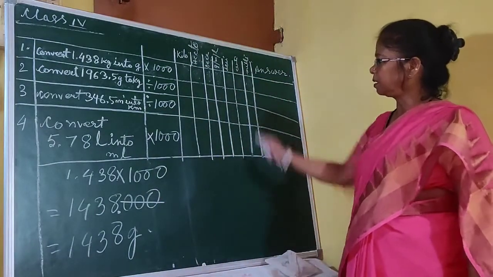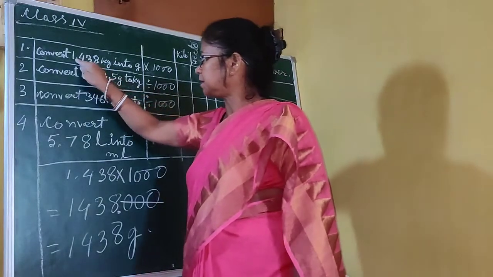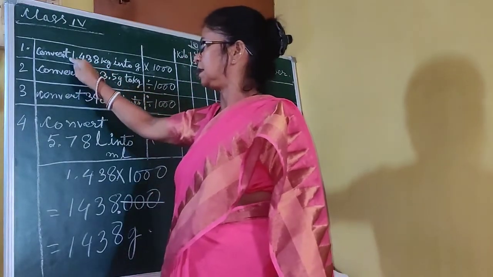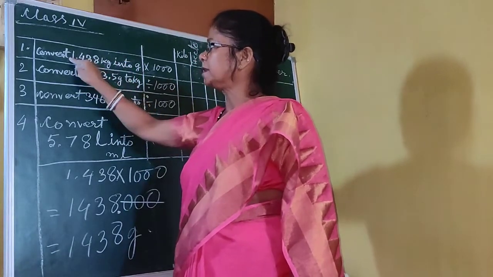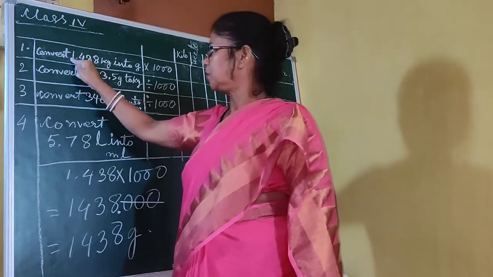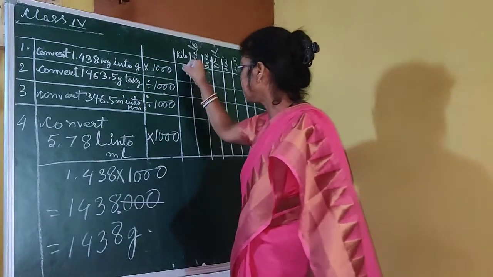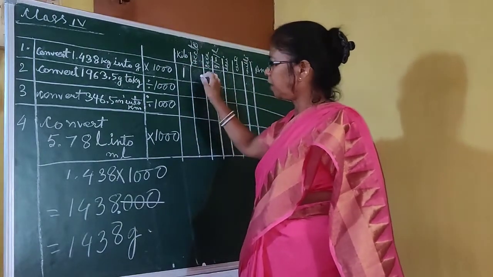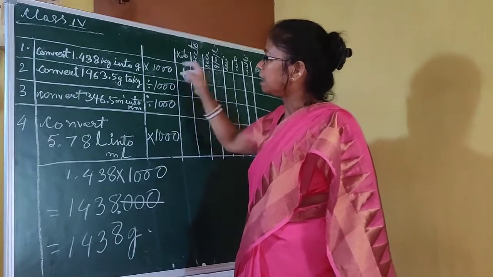Same thing I will do in the chart, the place value chart. Here, the number before the decimal is kg. Before the decimal, the 1 is in that unit, so 1 kg. You start from kg 1. Then 1 point, the point is here. Then 438.